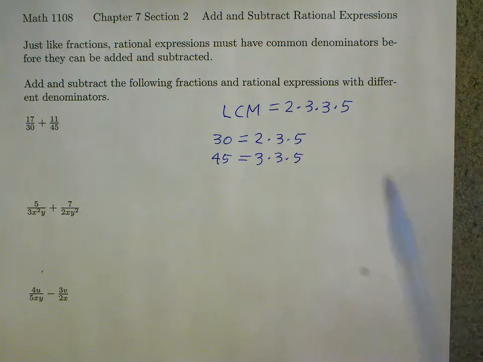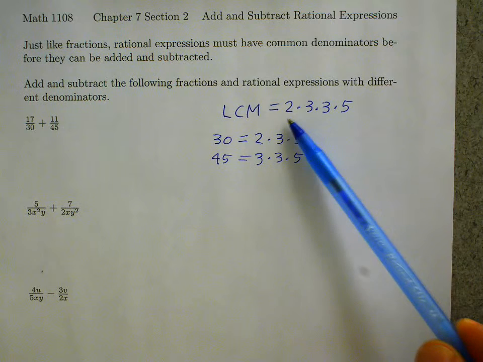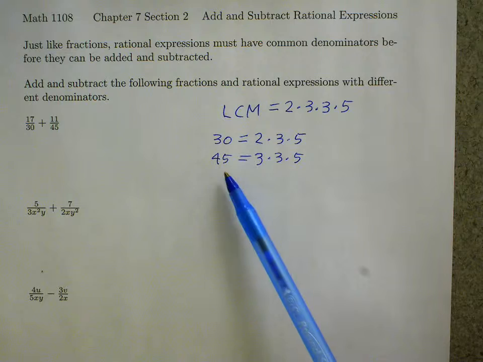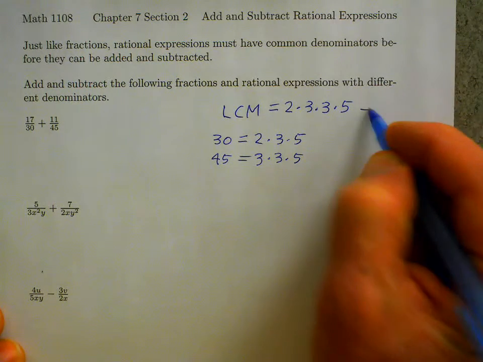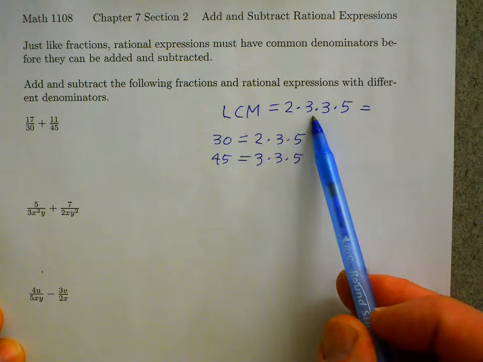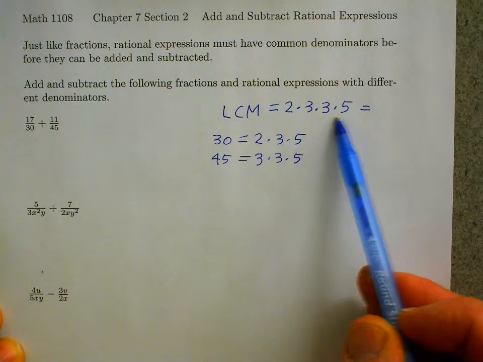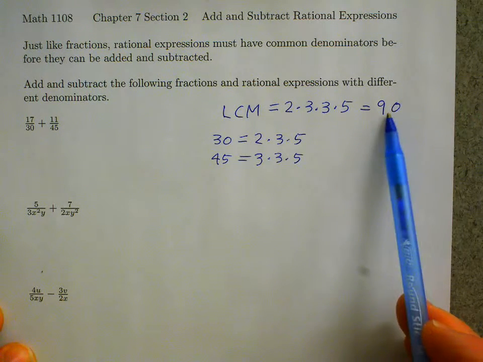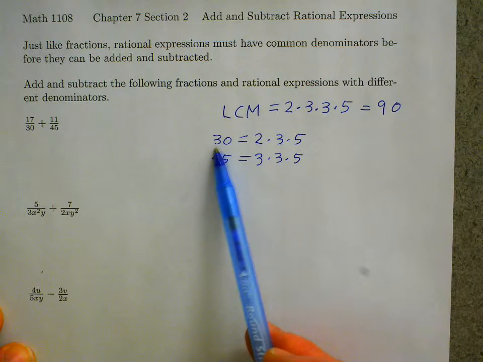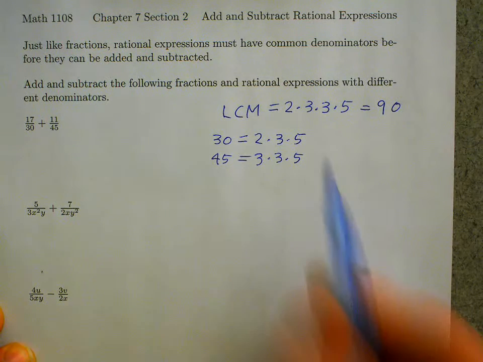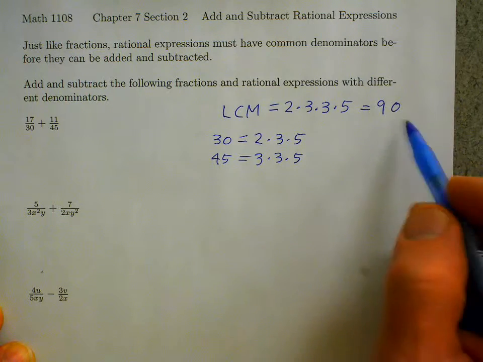Okay, remember what a multiple is. This number, 2 times 3 times 3 times 5, must be a multiple of 30 and 45. When you multiply these out, you get 90. 2 times 3 is 6. 6 times 3 is 18. 18 times 5 is 90. And you can see that 90 is a multiple of 30 because 3 times 30 is 90. 90 is also a multiple of 45 because 2 times 45 is 90. So the least common denominator is 90.